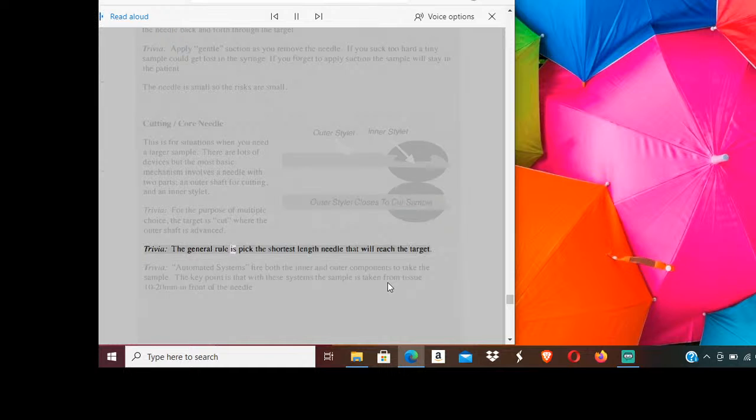Trivia, the general rule is pick the shortest length needle that will reach the target. Trivia, automated systems fire both the inner and outer components to take the sample. The key point is that with these systems the sample is taken from tissue 10 to 20 mm in front of the needle.